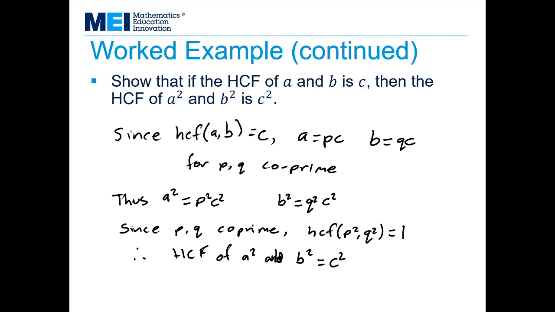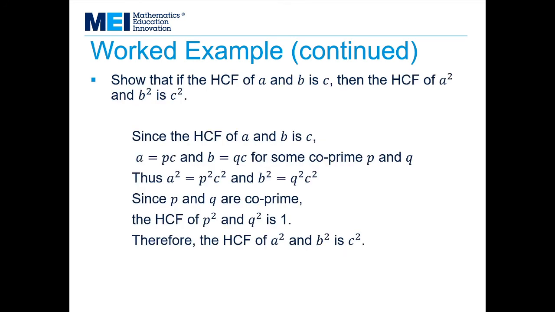Let's have a look at that written out neatly. Since the highest common factor of A and B is C, A is PC and B is QC for some coprime P and Q. So A squared is P squared times C squared, and B squared is Q squared times C squared. But since P and Q are coprime, the highest common factor of P squared and Q squared equals 1. So the highest common factor of A squared and B squared is C squared.